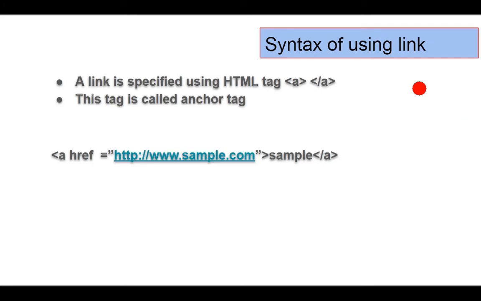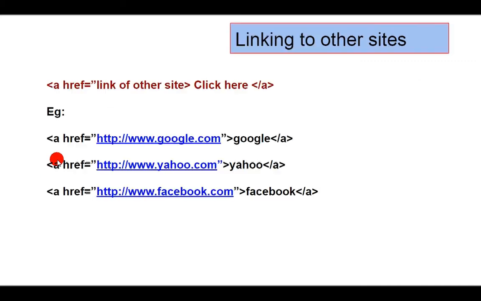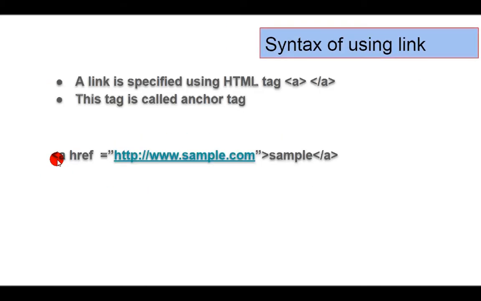So how is the syntax of a link used? The link is specified using a tag called a, also called the anchor tag. This is how the syntax of the HTML looks. It has an opening tag and a closing tag, and it has an href attribute which tells which page the link should go to when you click on it.